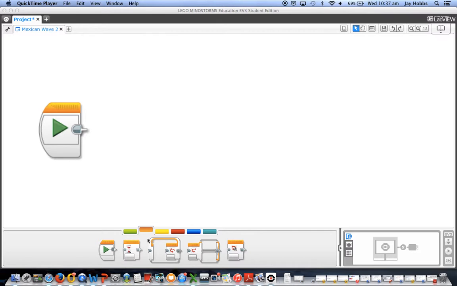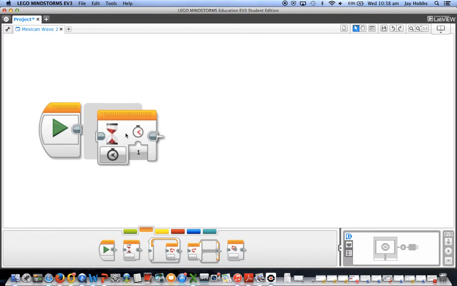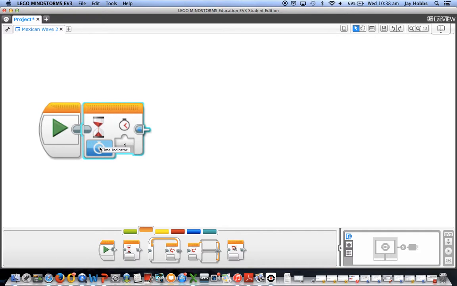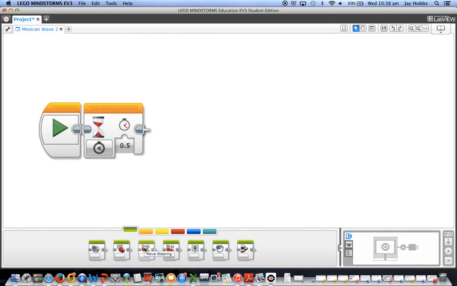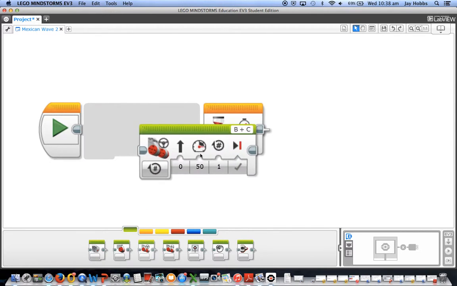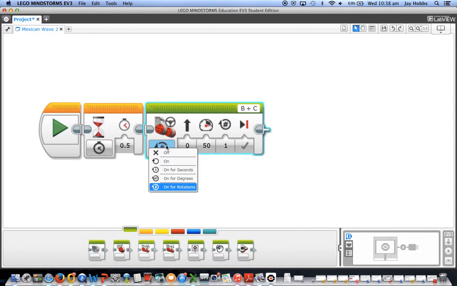So, you'll remember last week we discovered the wait block, and that was a great way of the robots waiting for their turn to do something in the wave. It's already there for seconds, so some had 0.5 and some had 1 and some had 1.5 seconds that they were waiting before they moved to do their wave. And all we did was use the seconds that time.